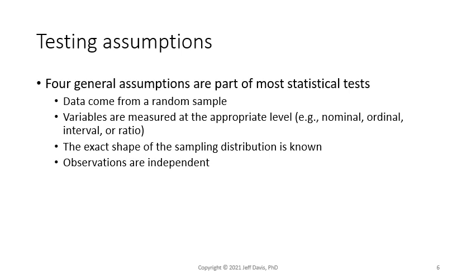Variables are measured at the appropriate level. So you want to make sure that whatever statistical test you're using can handle nominal variables and/or ordinal variables and/or interval variables and/or ratio variables. Okay. And then also the exact shape of the sampling distribution is known. So in the case of the t-test, the sampling distribution is assumed to be a normal distribution.